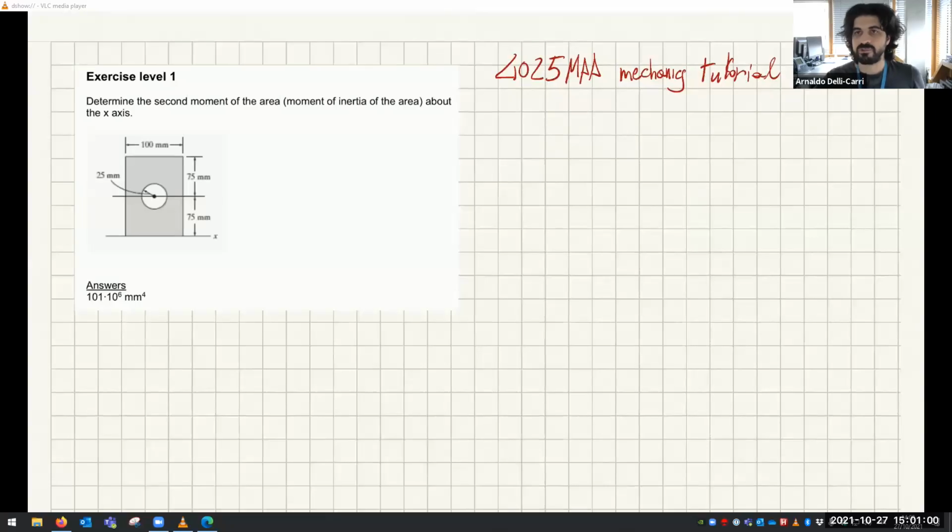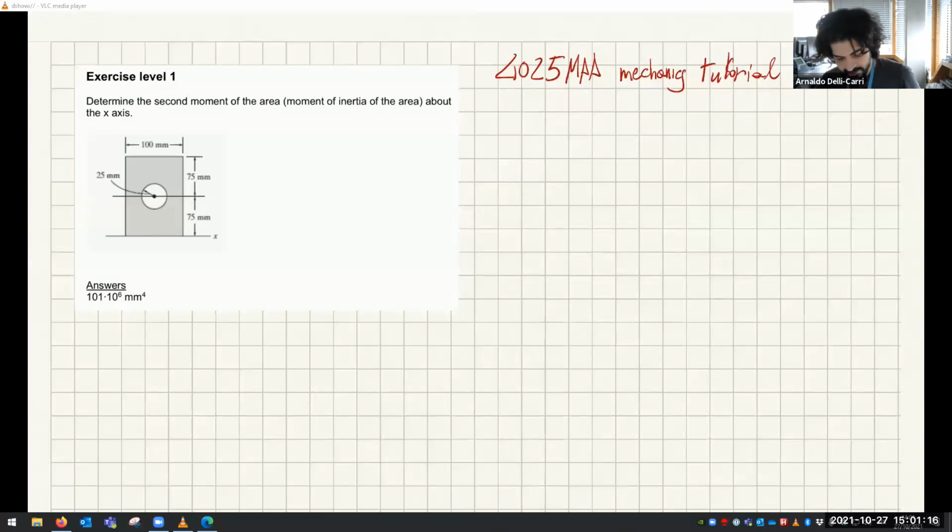All right, this is 4025 MAA mechanics tutorial number 7. And this is about second moment of area and bending stress. So let's start by giving a quick recap on the second moment of area.